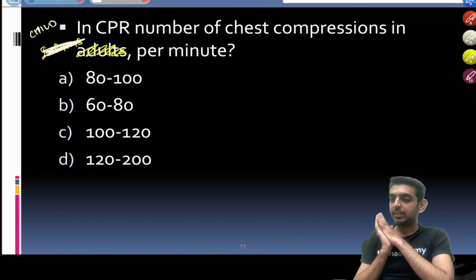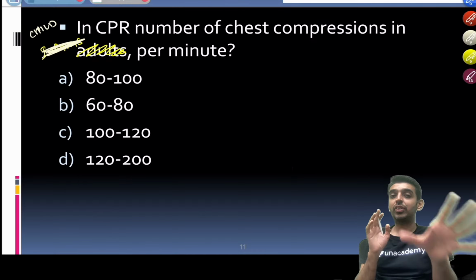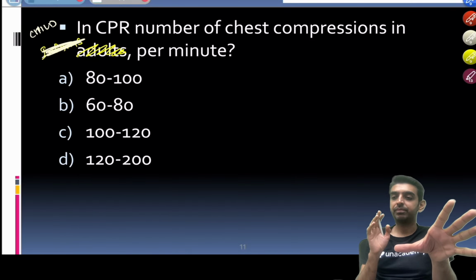60 to 80. Pistachio says option C. Bhavnesh says infant also 100 to 120. Nisi says 60 to 80. Sumit says same C, right? So in child, what would be your answer?